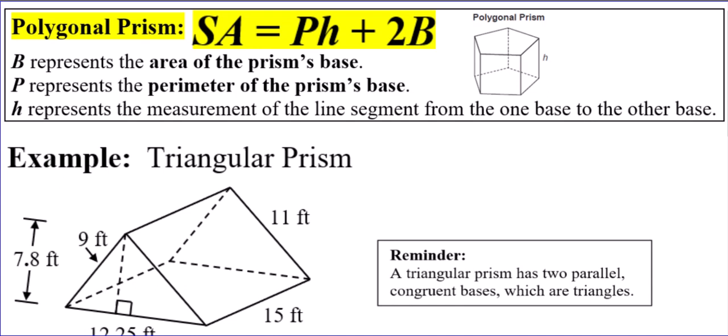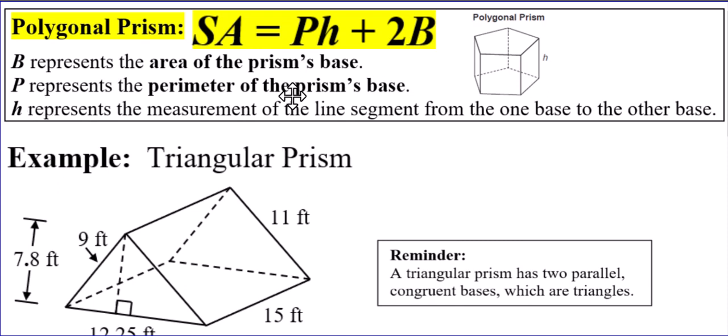All right, now let's talk about this formula that Pennsylvania provides that will work for any polygonal prism. Not just triangular prisms, but also pentagonal prisms, trapezoidal prisms, and so on. As you learned from the volume formula of polygonal prisms, capital B is the area of the prism's base. Well, we also need capital P for the perimeter of the prism's base. And then we already said H is that measurement that goes in between from the one base to the other.